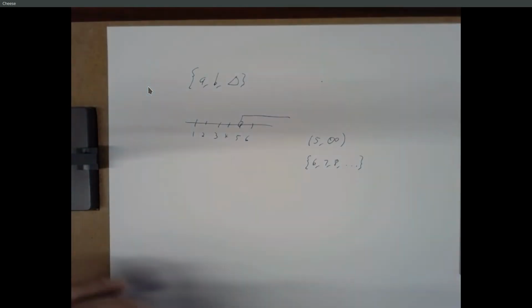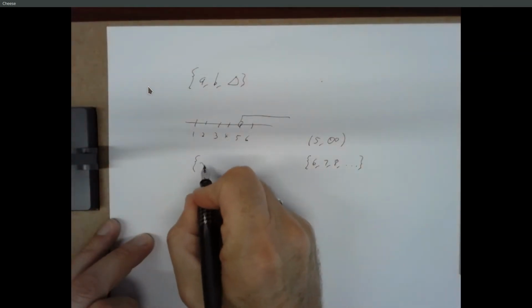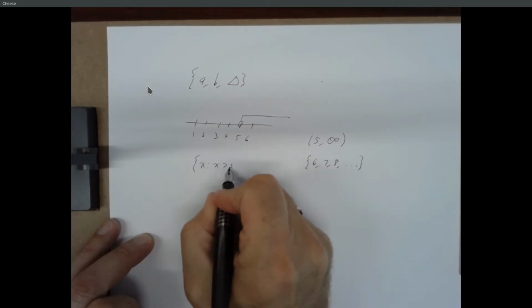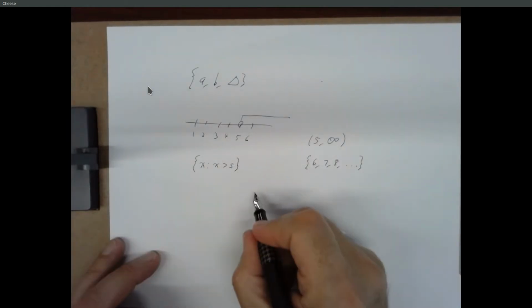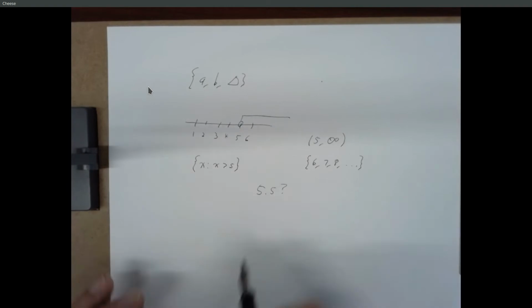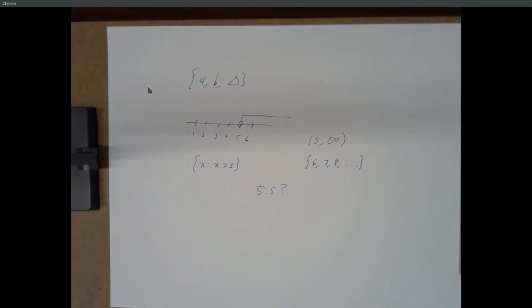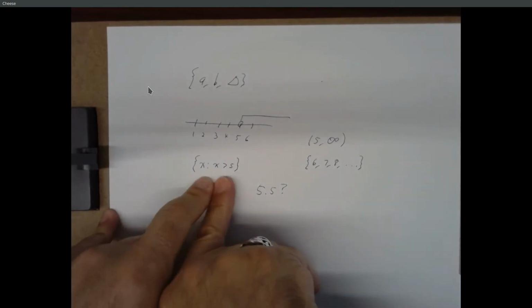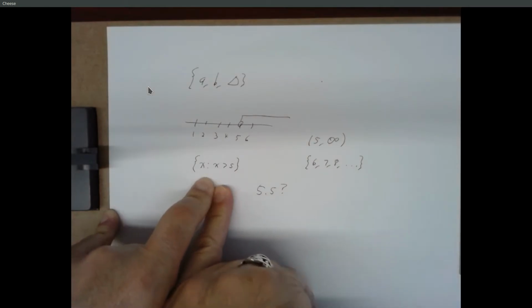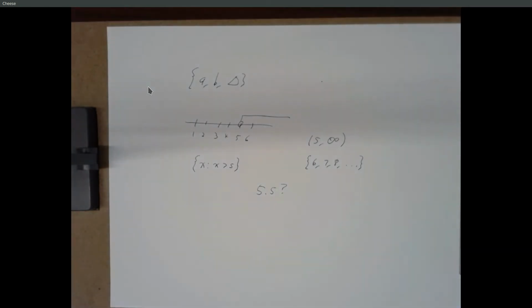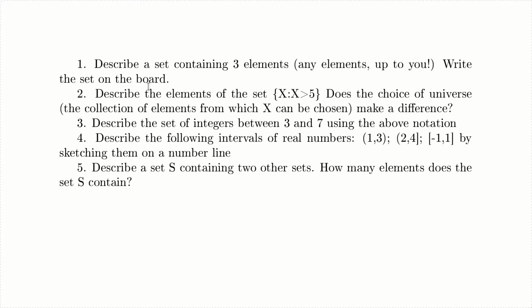If we just say the set of all x such that x is bigger than 5, we don't know, does that include the number 5.5? Well, if that's not part of the universe, it doesn't include it. Or as one group said, maybe we're picking from the universe a prime number, so this set would contain the numbers 7, 11, 13, 17, 19, and so on. So the universe definitely makes a difference. The collection of universe from which x can be chosen will affect what that set looks like.